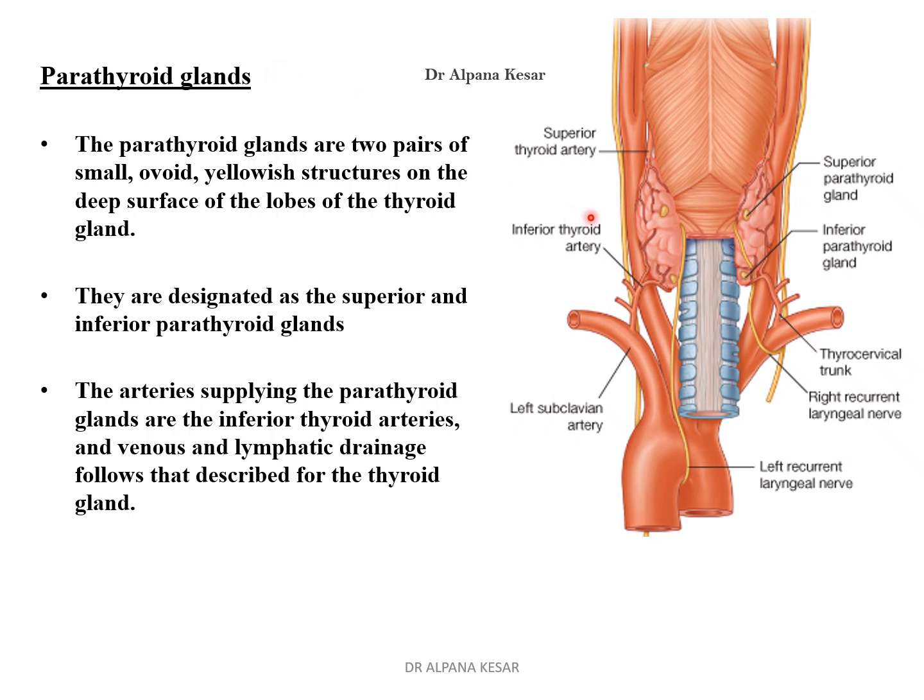Parathyroid glands. These are the parathyroid glands. This is a pair of superior parathyroid gland and this is a pair of inferior parathyroid gland. So parathyroid glands are two pairs of small ovoid yellowish structures on the deep or the posterior surface of the lobes of the thyroid gland. The arteries supplying the parathyroid gland are the inferior thyroid arteries, and the venous drainage and lymphatic drainage follows that described for the thyroid gland.